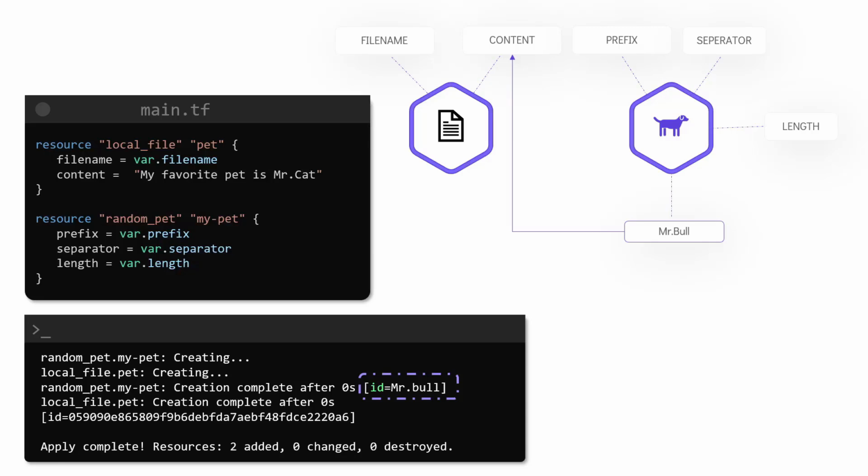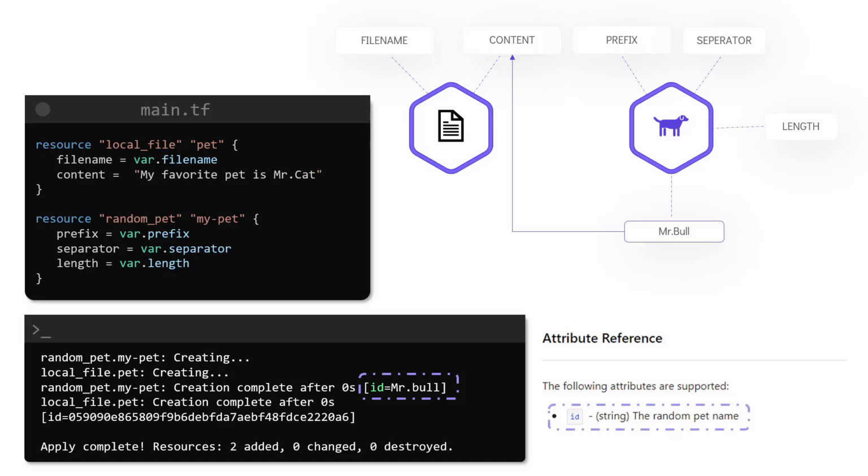You would have noticed that there are plenty of examples provided in the documentation, including examples for the arguments, but there is also a section called Attribute Reference, which provides the list of attributes returned back from the resource after you run a Terraform apply. In this case, the random pet resource returns just one attribute called ID, which is of type string. The ID is the pet name generated after we run Terraform apply, as we have seen before.